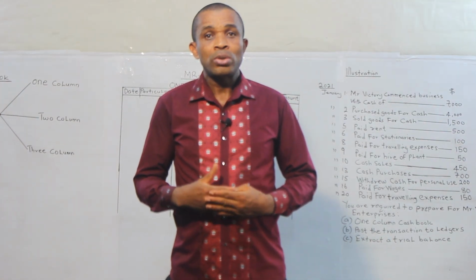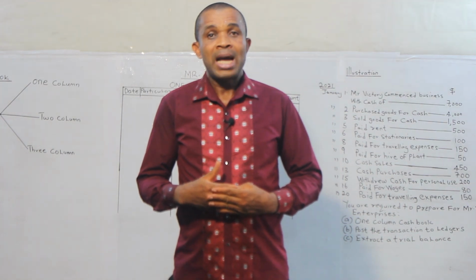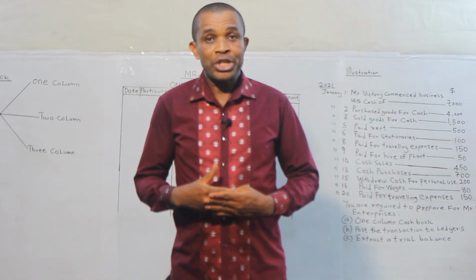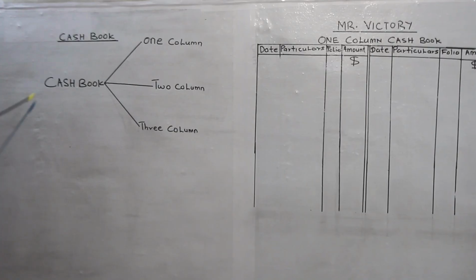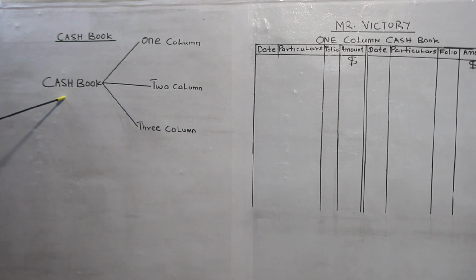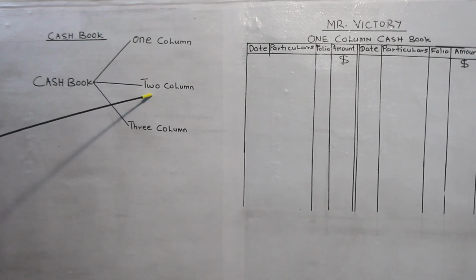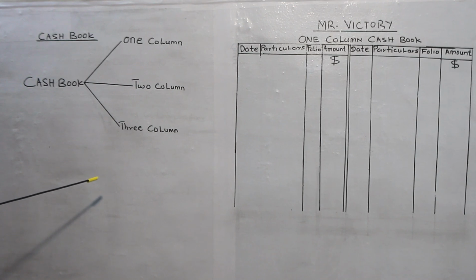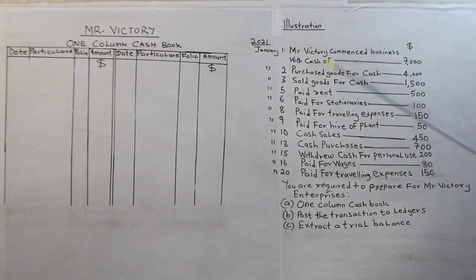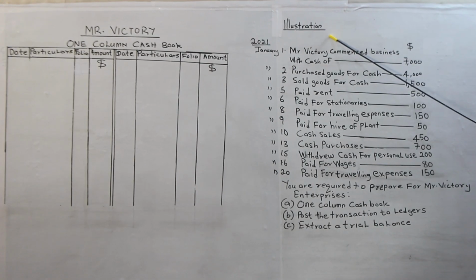So let us go to the board and take down a question on 1 column cash book. At this stage, we are going to be looking at the cash book. The cash book will be segmented into 1 column, 2 column, and 3 column cash book. So let's take down a question on 1 column cash book, otherwise known as the cash account. Illustration on 1 column cash book.